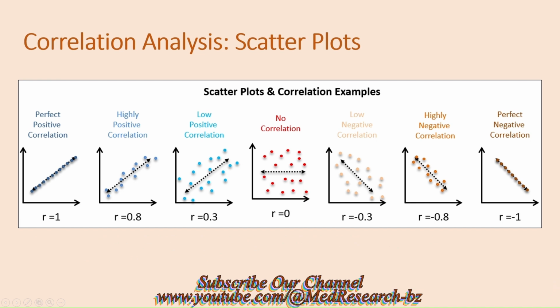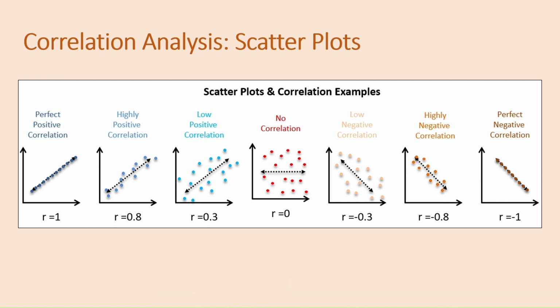Here the scatter plots show perfect positive correlation in the first graph, r equal to 1; highly positive correlation, r equal to 0.8; low positive correlation, r equal to 0.3; and no correlation, r equal to 0; low negative correlation, r equal to -0.3; highly negative correlation, r equal to -0.8; and perfect negative correlation, r equal to -1.